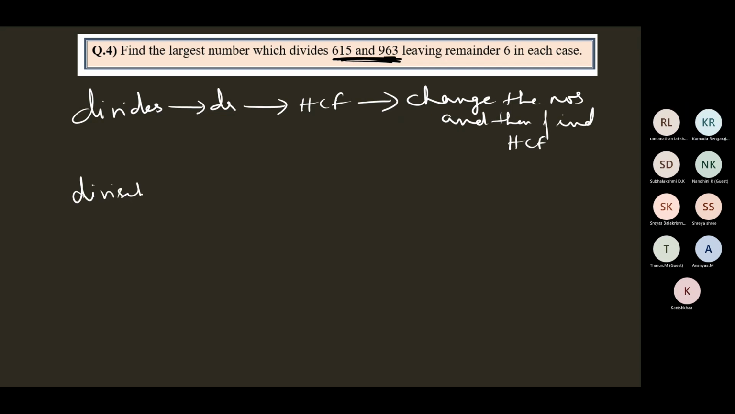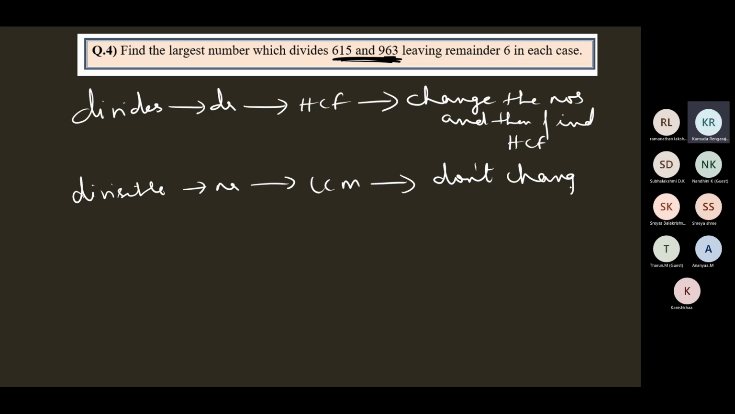Divisible means numerator, means LCM, means don't change the given numbers. Manipulate them later. After finding the LCM, you should change it.